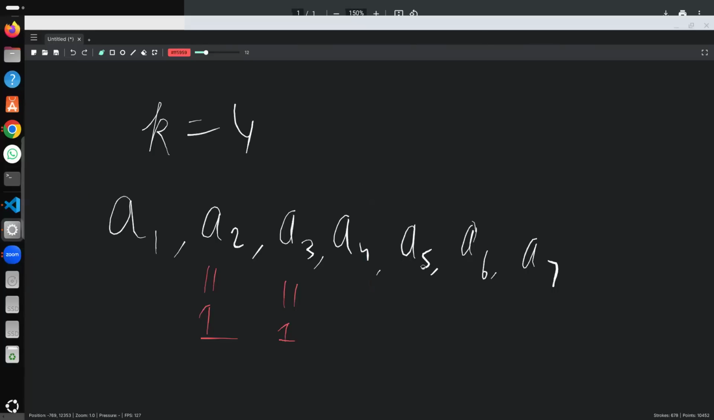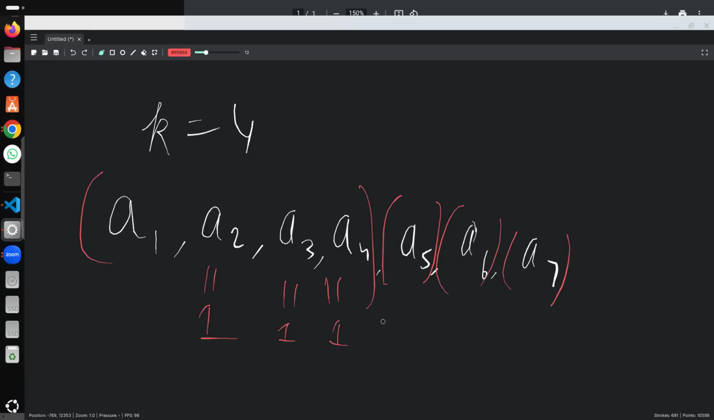Okay, so we can take A5 as well. So if A5 is not equal to 1, then we can take these 4 elements as one segment, then A5 as the second segment, and these two. So we can go till A5 in this case. So if A5 is not equal to 1, then also the answer is equal to 1. But what if all of them are equal to 1?